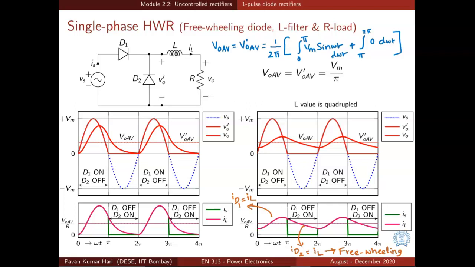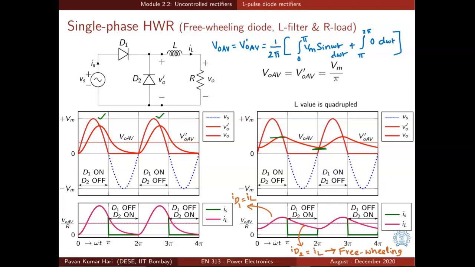Now what happens if you increase the value of L? If you increase the value of L, the peak to peak excursions in current will reduce. So the peak to peak voltage ripple also reduces across the resistor. But the average voltage doesn't change. The average voltage remains Vm by pi because Vo dash is not changing. It is still that sine waveform, sine value for 0 to pi and 0 for pi to 2 pi. So Vo dash remains the same even if you change the value of L.